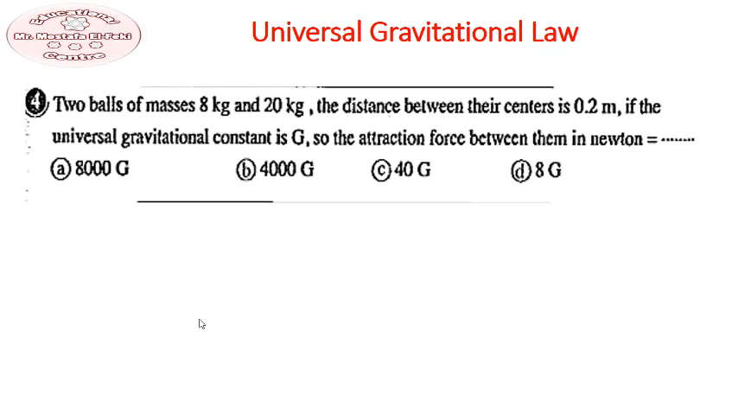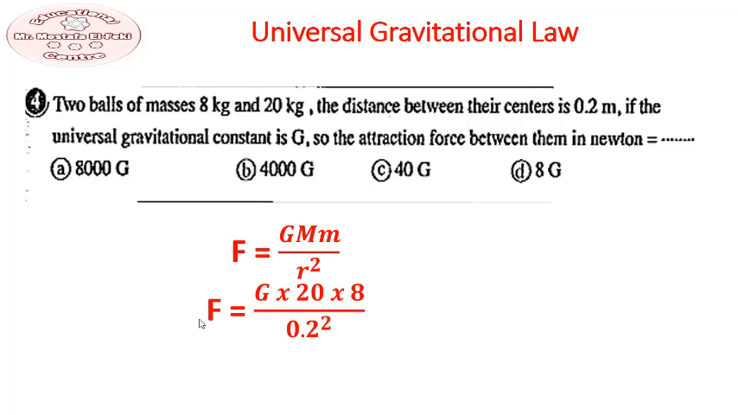Two poles of masses 8 kg and 20 kg. The distance between their centers is 0.2. If the universal gravitational constant is G, the attraction force between them is... Since the force equals G m m divided by the distance to the power of 2, then by substituting the numbers in the relation, the force equals 4000 G.